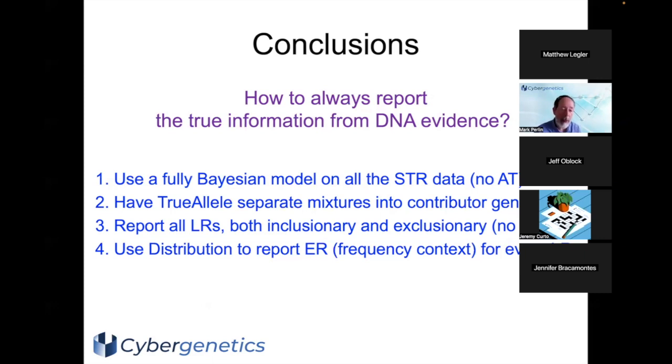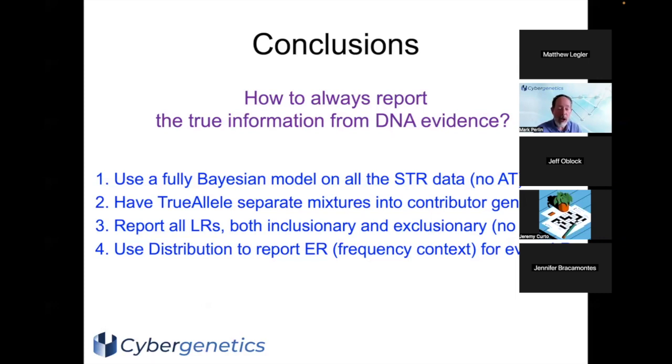First, use a fully Bayesian model on all your STR data with no thresholds. You're doing that already, no analytic thresholds. Second, have TrueAllele separate your mixtures into contributor genotypes. You're doing that already. Thirdly, this is the new part, report all likelihood ratios, both inclusionary and exclusionary, without a reporting threshold. That's the part many of you are not there yet.